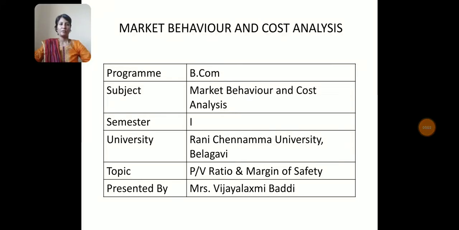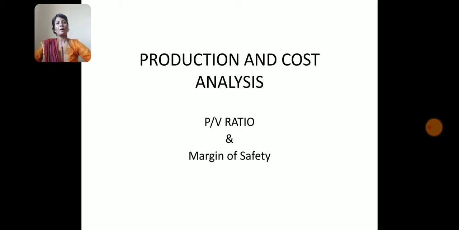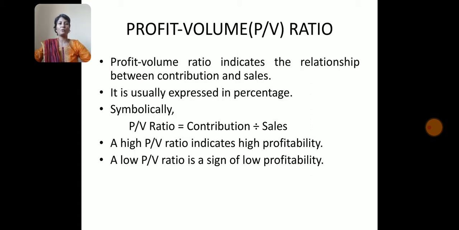In this session, let us discuss PV ratio and margin of safety. First, let us take up PV ratio, that is profit volume ratio. Profit volume ratio indicates the relationship between contribution and sales. It is usually expressed in percentage. The ratio shows the amount of contribution per rupee of sales.